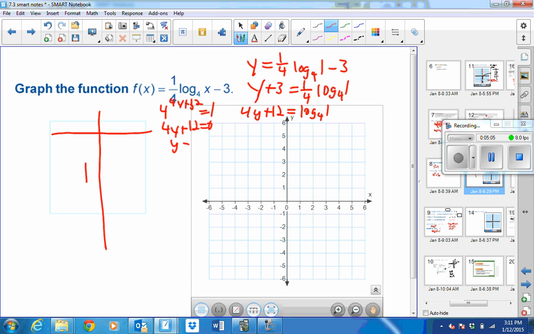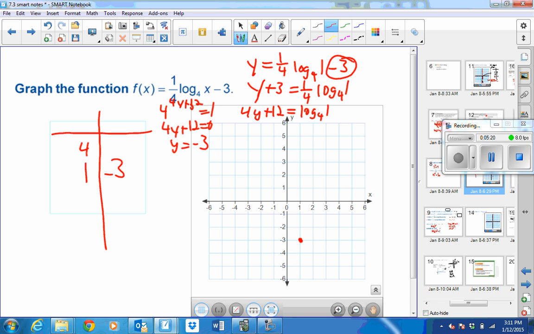And when you solve that, you get y equals -3. So our basic start point is right here, and that's what's happening. That k value shifted this downwards. Now let's look at what happens when we make x equal to 4.